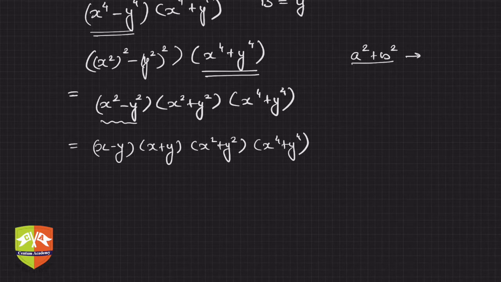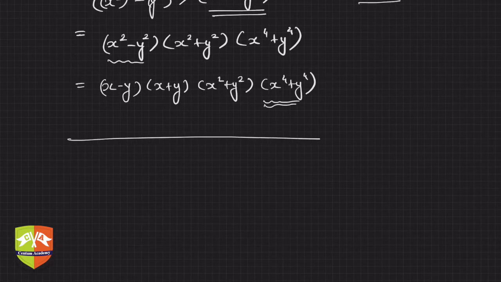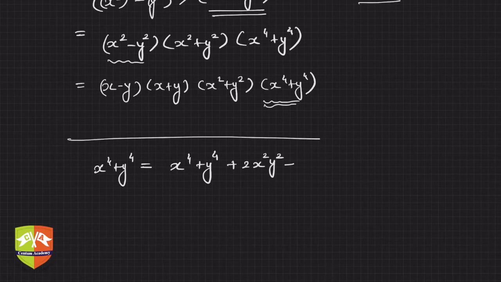And yes, if you want, you can reduce this last one by some trick. What is that trick? Let me do it separately then. Now, x to the power 4 plus y to the power 4 can be written as x to the power 4 plus y to the power 4. And can I complete the square? If I complete the square, I'll get plus 2x squared y squared minus 2x squared y squared.